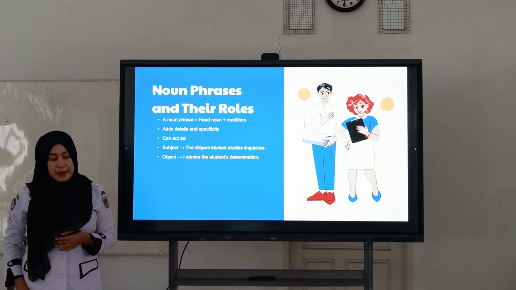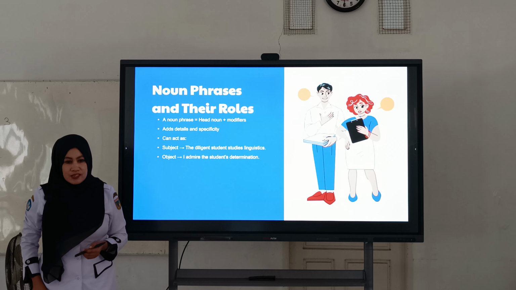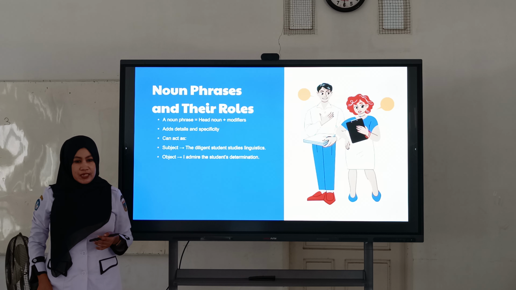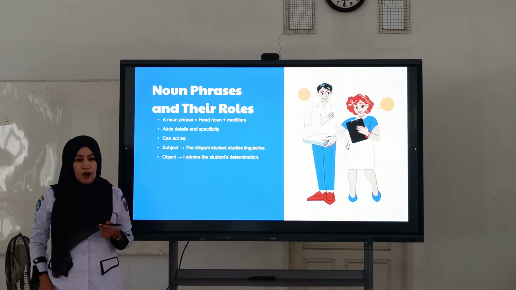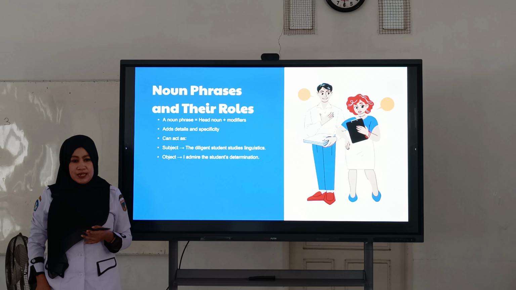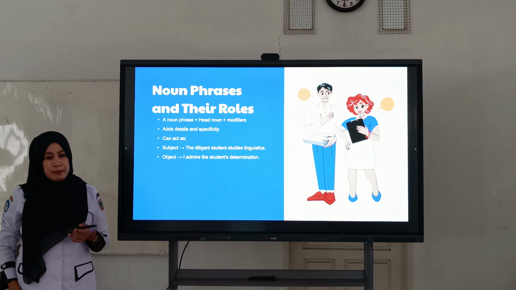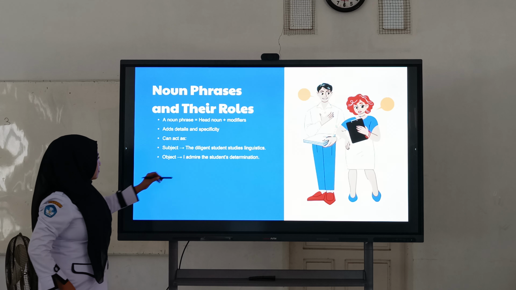In another example, I admire the student's determination. The noun phrase, the student's determination, functions as the object of the verb admire. Understanding noun phrases helps us recognize how information is expanded and specified in the sentence.